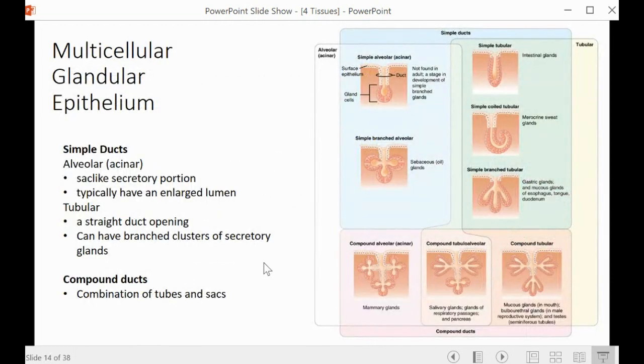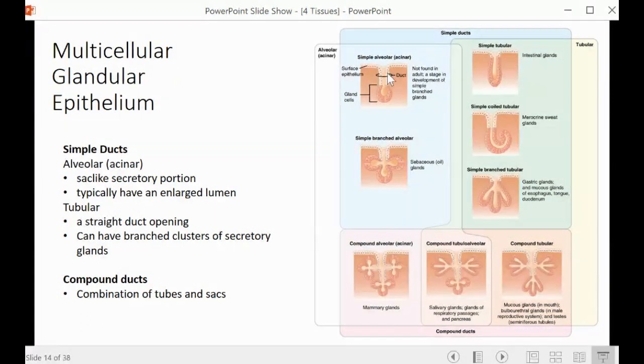We also have multicellular glandular epithelium. Okay, and so we have simple and we have compound. So let's talk about what that means. We talk about these based on their shape as well, and simple versus compound. So this is simple alveolar, okay? And this simple alveolar is also known as acinar.